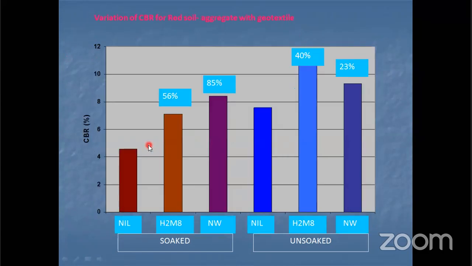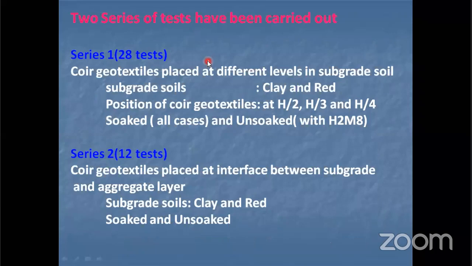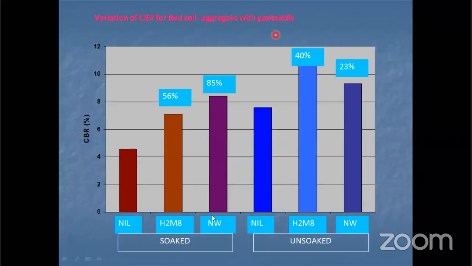So this is the variation in red soil aggregate system with the geotextile. This is a soaked condition. With H2M8, we got 85% improvement in the soaked system. In the unsoaked system, H2M8 is performing better than the non-woven. So this non-woven geotextile can hold more water. Maybe that is a reason for this.